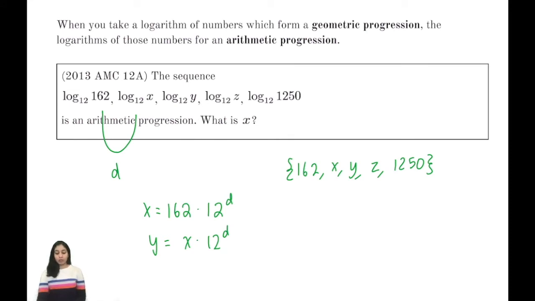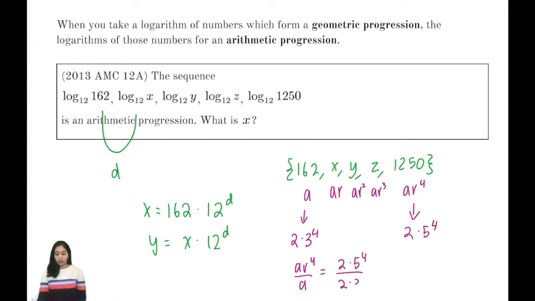So let our first term be a, our second term be ar, let y be ar squared, z be ar cubed, and 1250 be ar to the fourth. So when you prime factorize 162 and 1250, you'll see that 162 is equal to 2 times 3 to the 4, and 1250 is equal to 2 times 5 to the 4. So we have ar to the fourth over a is equal to 2 times 5 to the fourth over 2 times 3 to the fourth.